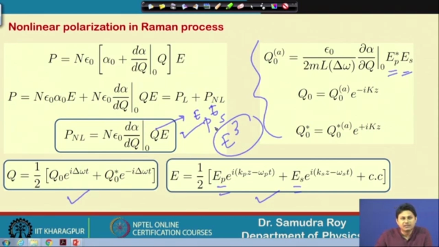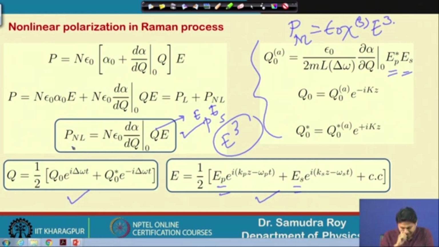that is why the Raman process is included under chi3 process. The Raman process is included under chi3 process because in case of chi3, P nonlinear is equal to epsilon 0 chi3 E cube. Here also the P nonlinear term is of the order of E cube. That is why it is some sort of chi3 process.